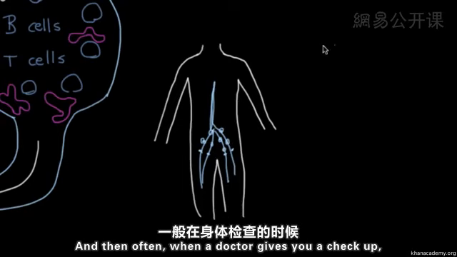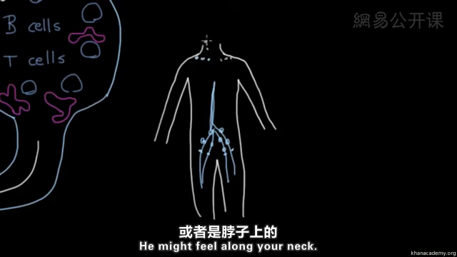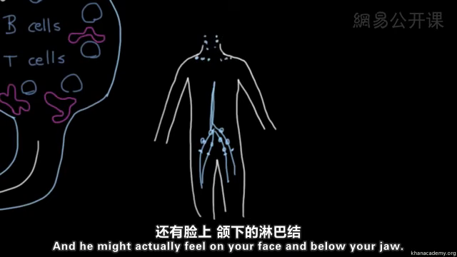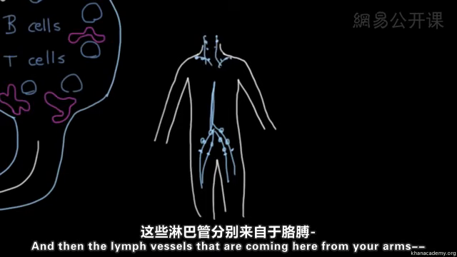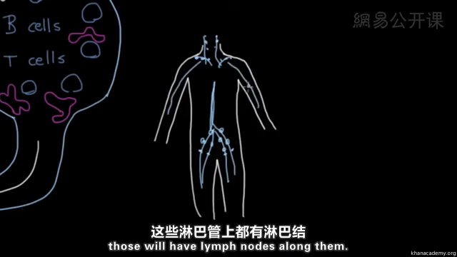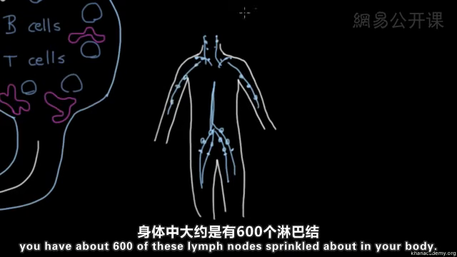And then often when a doctor gives you a checkup, he'll feel for lymph nodes along your clavicles there. He might feel along your neck, and he might actually feel on your face and below your jaw. So all those are along lymph vessels that are coming down. And then the lymph vessels that are coming here from your arms, those will have lymph nodes along them. And so in this way, you kind of have about 600 of these lymph nodes sprinkled about in your body.